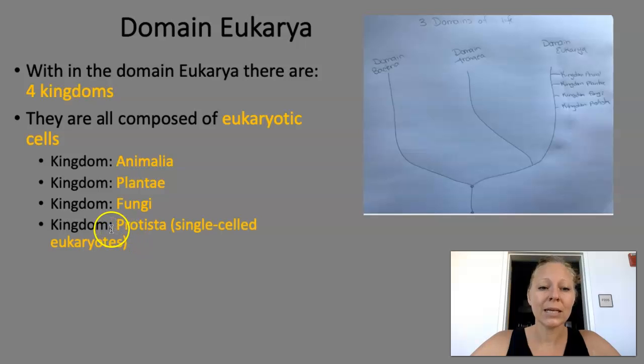And then kingdom Protista. That's a weird word. I'm sure you've never heard that before. These are just the single-celled eukaryotes. Kingdom Animalia, kingdom Plantae, and kingdom Fungi are all multicellular organisms. If an organism is composed of a eukaryotic cell and is single-celled, then we put it into this Protista category. And so here we have our domain Eukarya and our four kingdoms.